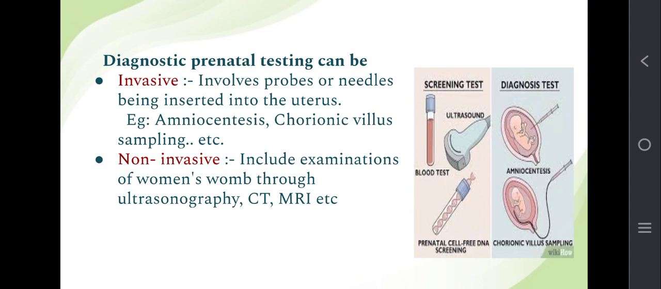Diagnostic prenatal testing can be by invasive or non-invasive methods. An invasive method involves probes or needles being inserted into the uterus, such as amniocentesis, chorionic villus sampling, etc. The non-invasive techniques include examinations of the woman's womb through ultrasonography, CT, MRI, etc.